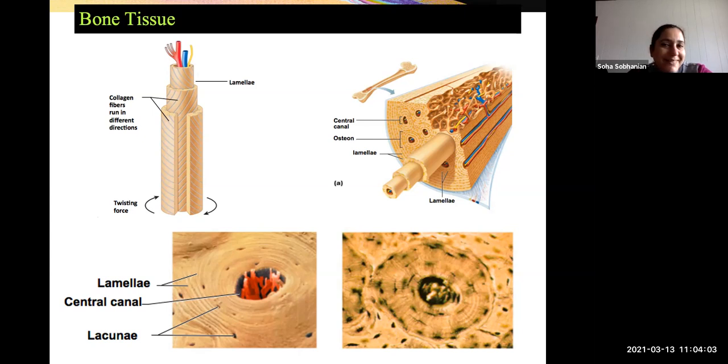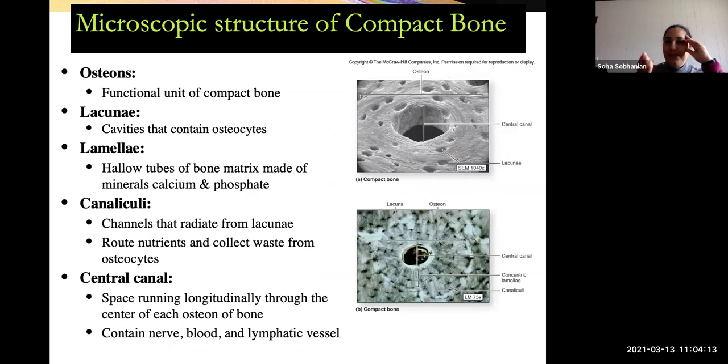Anybody? So a structure that allows the communication between the cells and allows the cells to receive nutrients from the central canal. Which one is it? Canaliculi, correct. Thank you. So what is the functional unit of your compact bone?